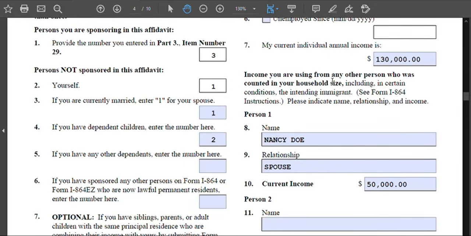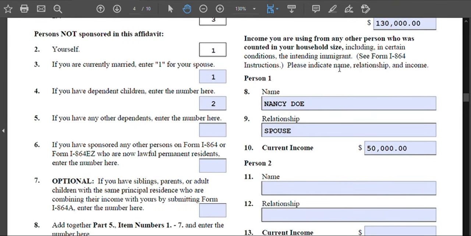Income you're using from any other person who was counted in your household size. So anybody counted over here, if they are able to use their income with yours, you would want to include them. So any person in your household who is going to add their income to yours in order to sponsor will have to be included here. The household members is basically a relative, such as a sibling, parent, adult child, or spouse of the sponsor who is residing with the sponsor in the same residence.